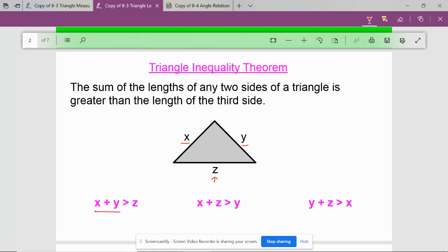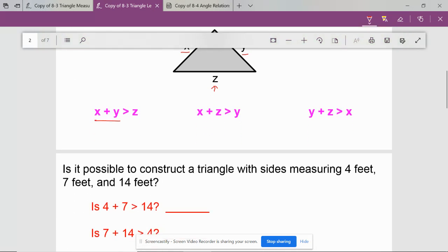So don't get thrown off by the big words of inequality and theorem. Just make sure we keep that in mind, that two sides added together are always going to be greater than the third side. So keep that in mind as we go forward. Let's go to the next slide.